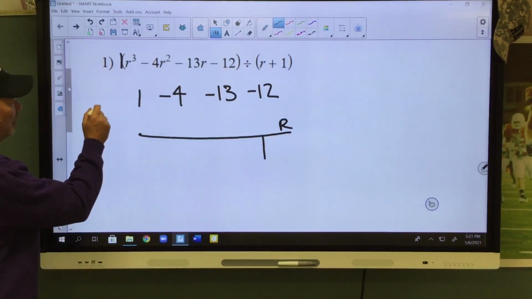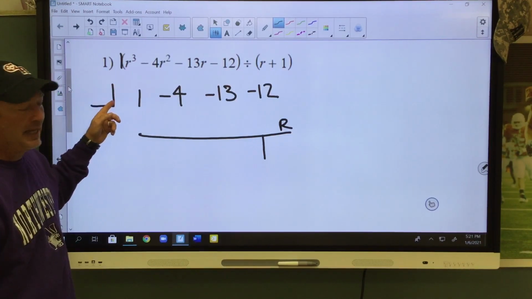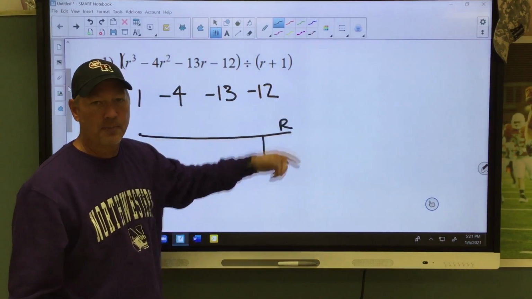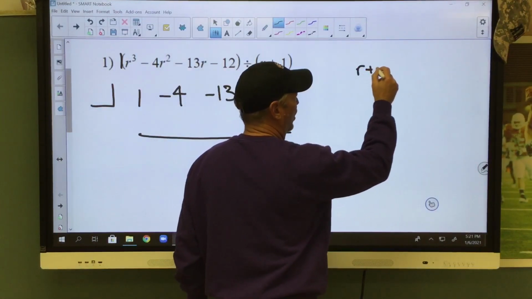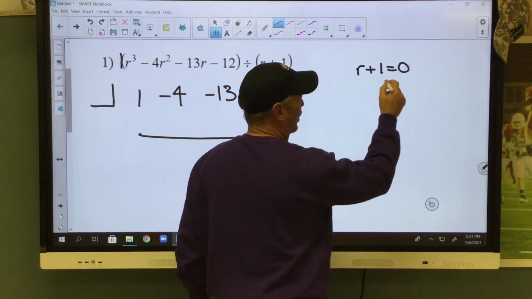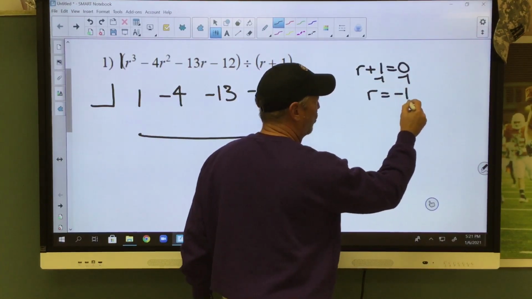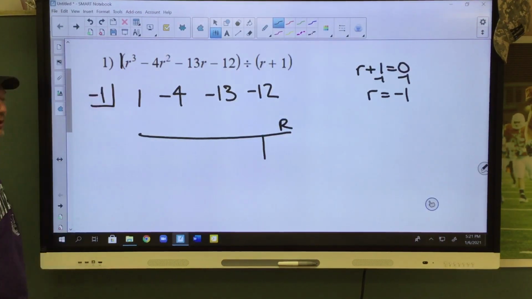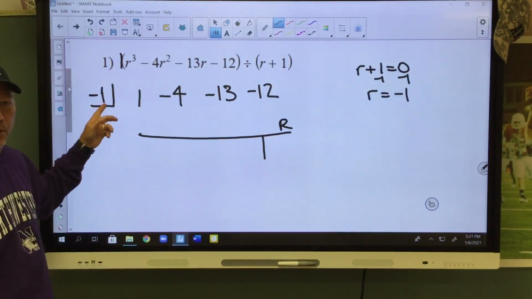The next thing, I'm going to put a little bracket, and we're going to put a number here. To determine what number we put here, we take our divisor and set it equal to 0. We're going to say r plus 1 equals 0. We subtract 1 from both sides, and we get r equals -1. That is the number that we want to put in our bracket. So we listed all the coefficients, and we found our number that we're going to work with.